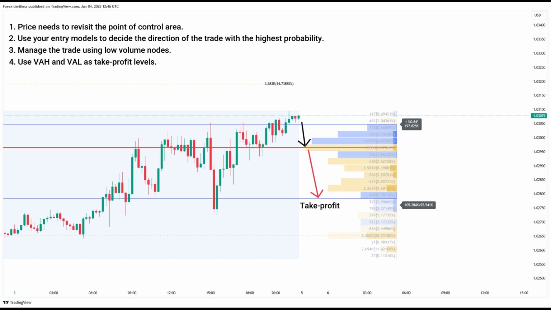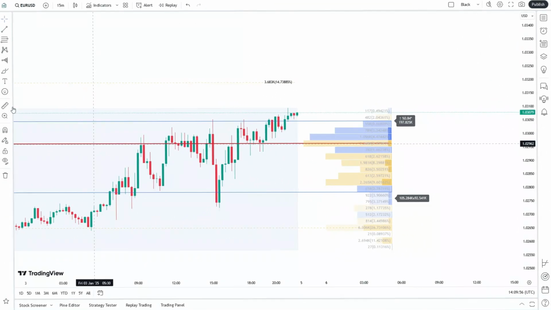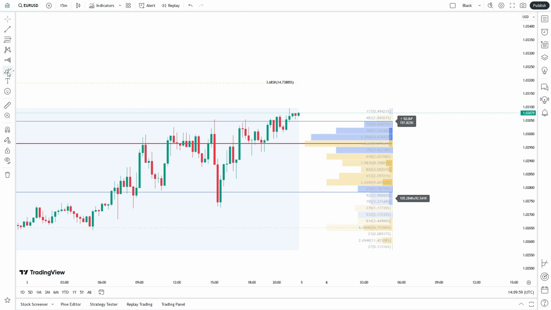One piece of advice regarding these take profit zones: don't place your take profit level exactly on them. They are simply a guide to help you determine where to set your take profit based on your exit trade strategy. Let me try to explain everything in the simplest way possible.